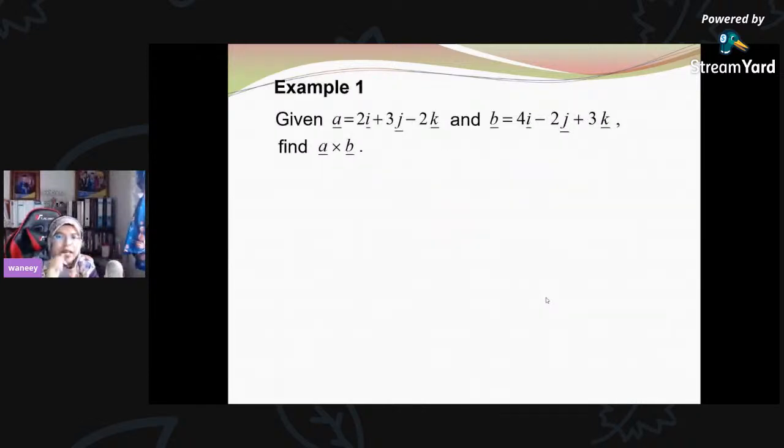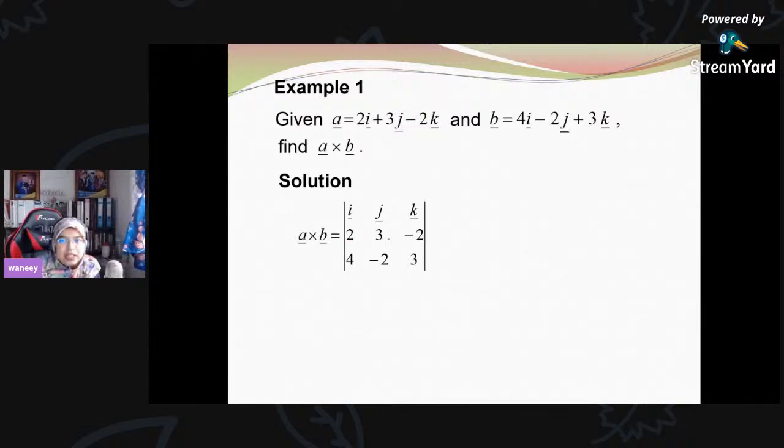Okay, so example 1, given that A is equal to 2I plus 3J minus 2K and B is 4I minus 2J plus 3K. So the first one, let us find out what is A cross B. Okay, so do make sure to do those determinant I, J, K, and then since you are having A cross B, A first, B in the last row. Okay, so I, J, K, so the vector for A, 2I, 3J minus 2K, B is 4I minus 2J plus 3K. And then we are going to expand along the first row, so deleting first row, first column, and then minus, deleting first row, second column, plus deleting first row, third column.